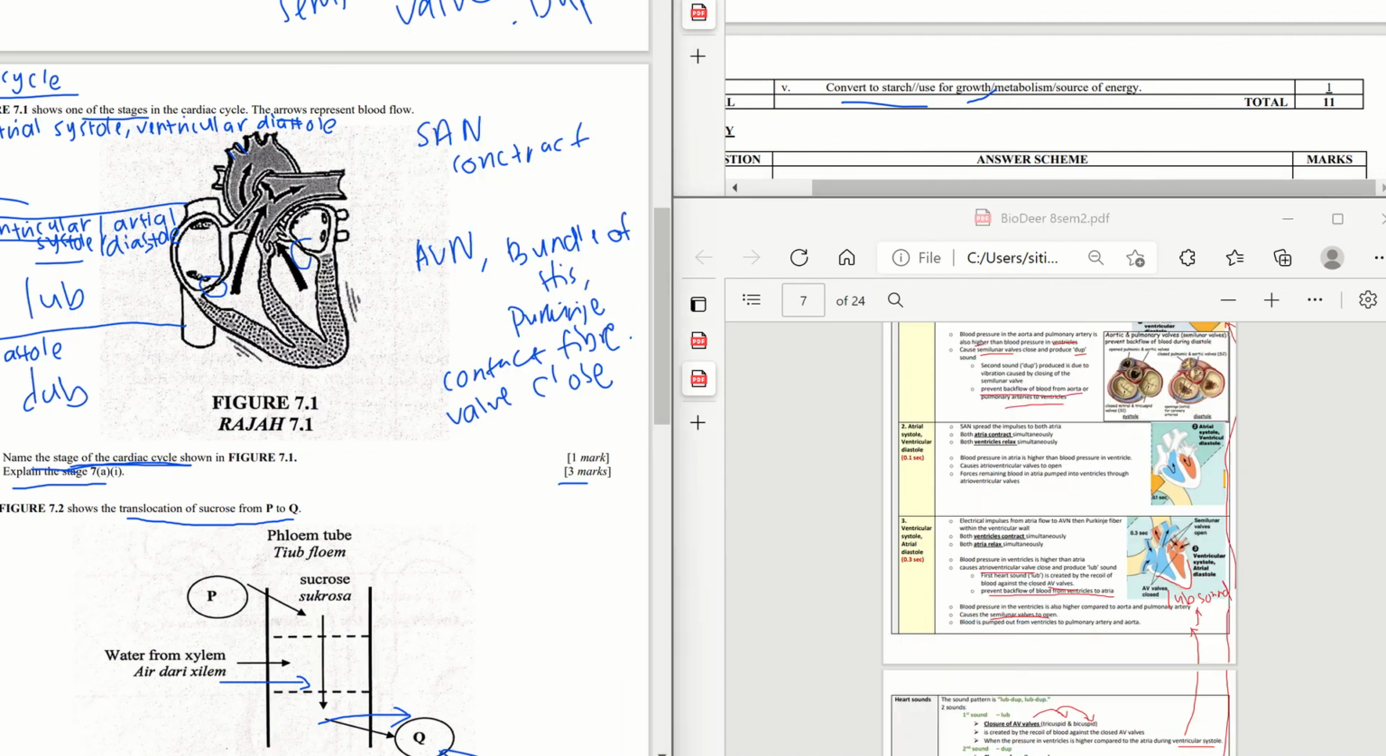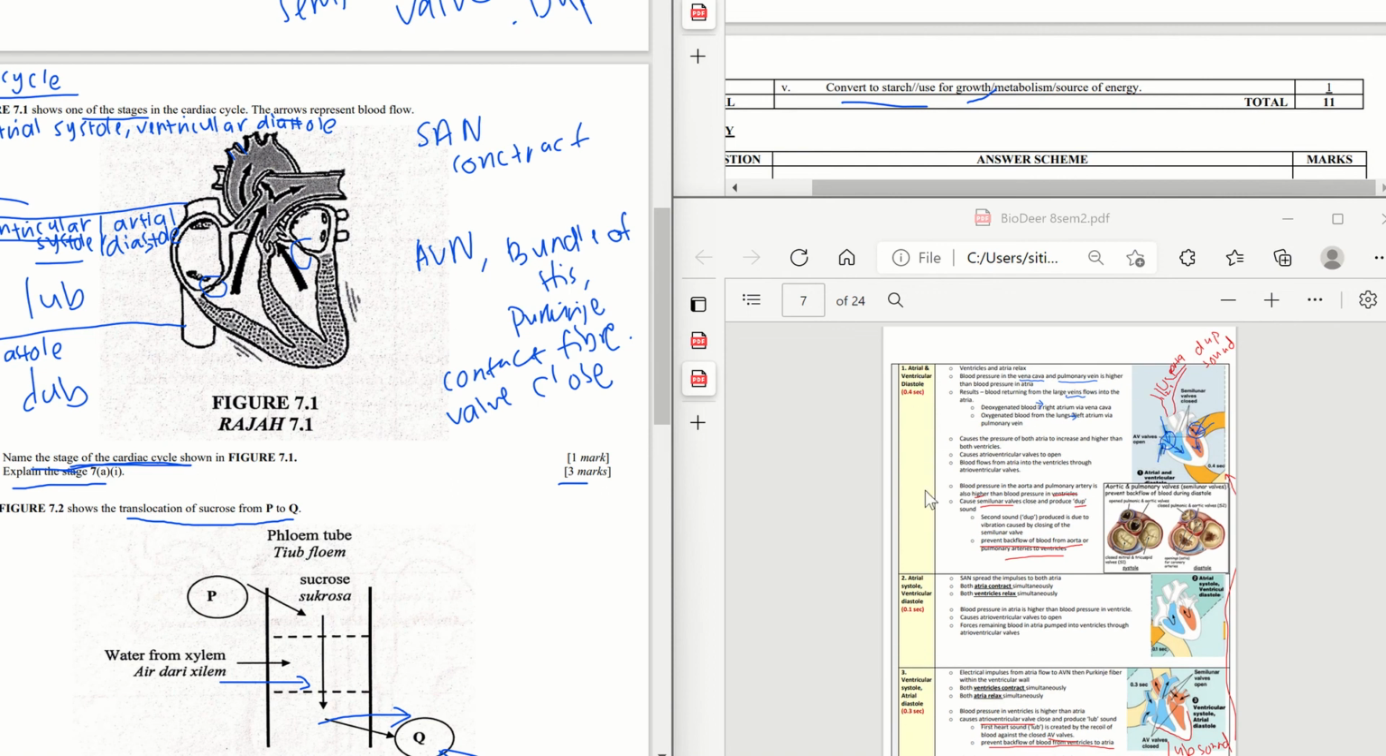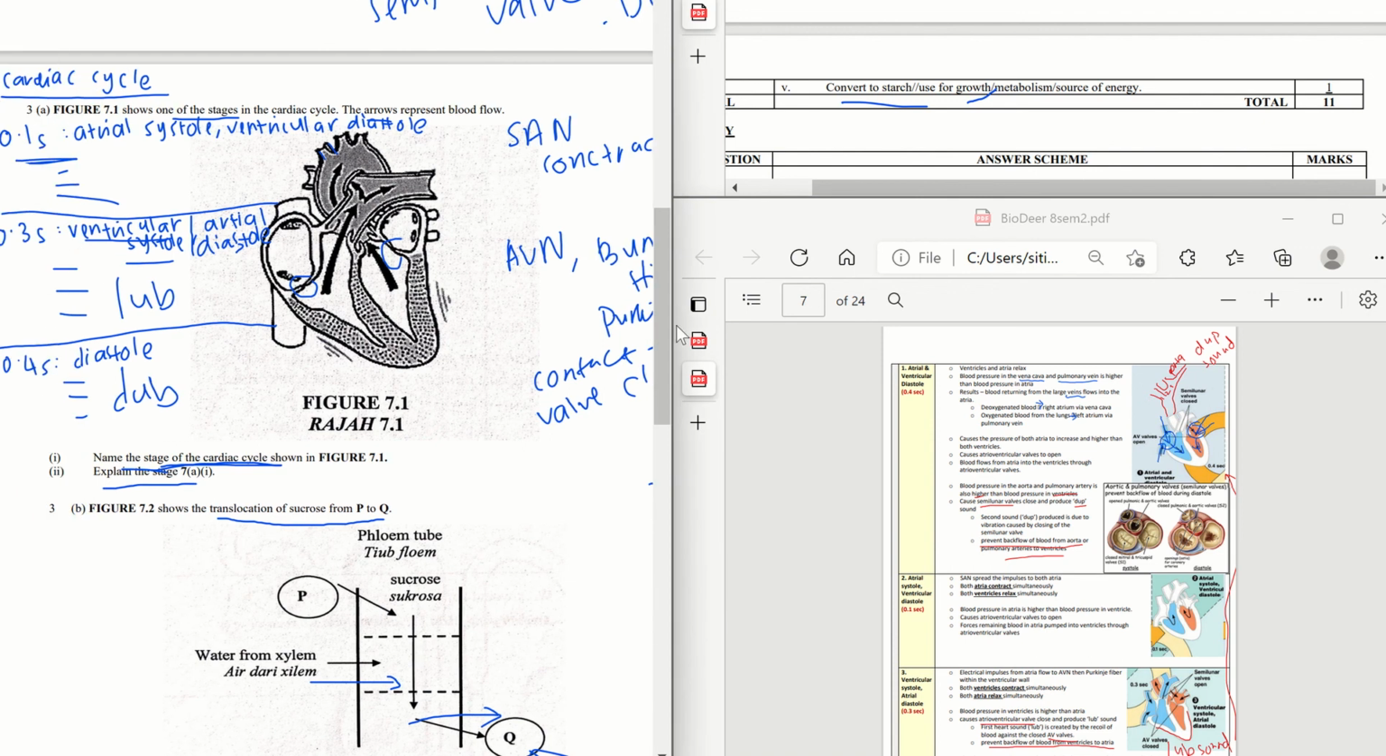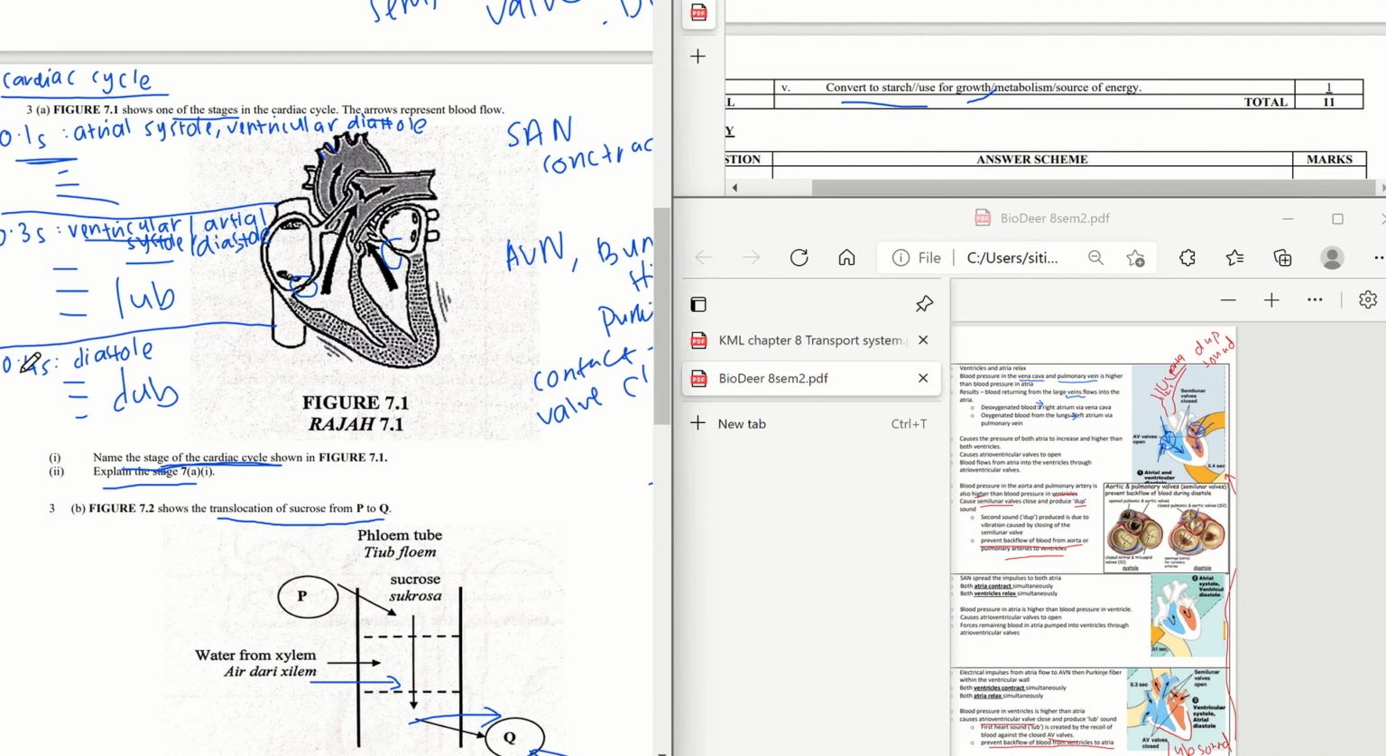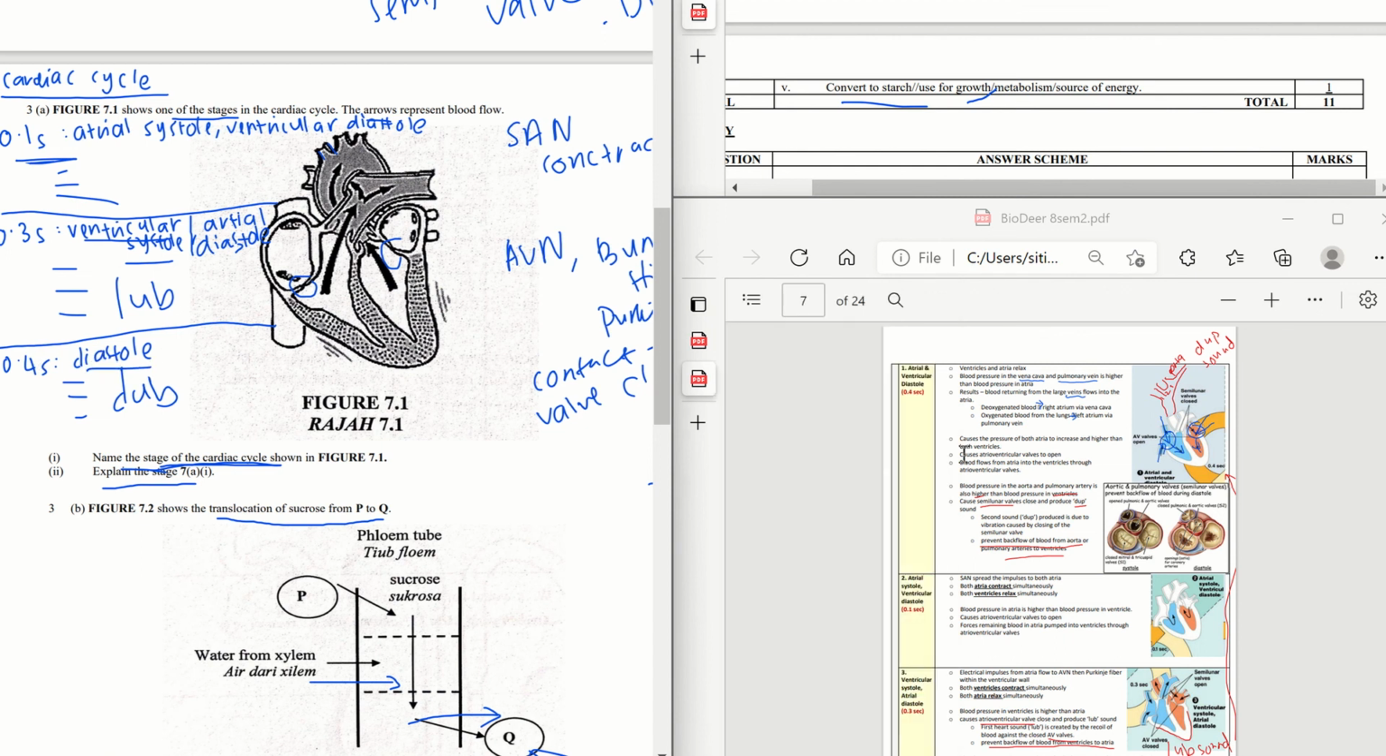Okay, so contoh ini yang dalam bio dia saya letak 0.4 second first. So yang dekat sini saya letak 0.4 second ni when both of atria dengan ventricle dua-dua diastole. Okay, so what happen? Saya terus letak lub kat sini, meaning semilunar valve close. Kalau bila ventricular systole ada bunyi lub. So bila lub, AV valve close.